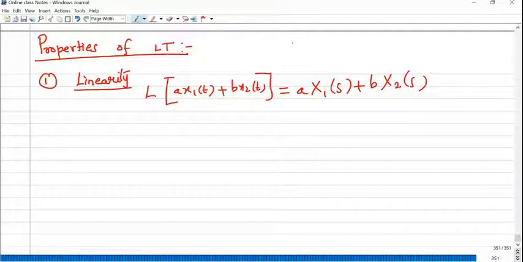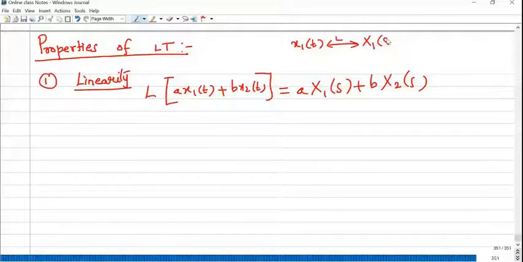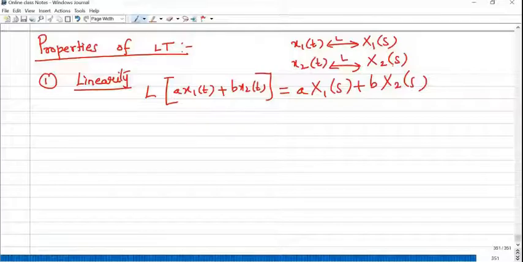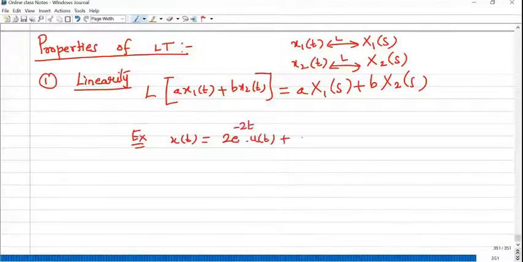What is X1 of s? X1 of s is the Laplace transform of x1 of t, and X2 of s is the Laplace transform of x2 of t. So this is the linearity property. For example, say x of t is given as 2e power minus 2t u of t plus 4e power minus 4t u of t. This is of the form a x1 of t plus b x2 of t.